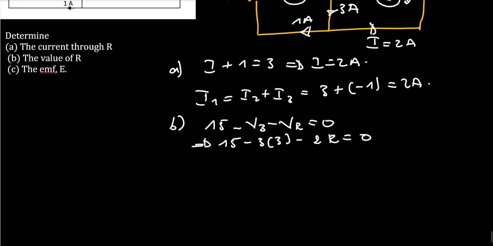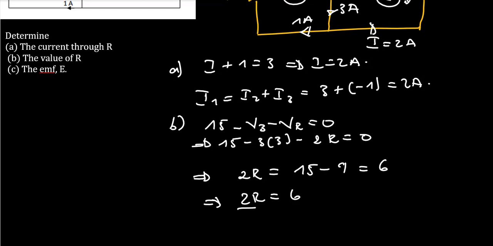And so we now get the value of R. Making R the subject, we have 2R will be equal to 15 minus 9, which is 6. So this means 2R is equal to 6, and so we divide by 2, from where we get R to be equal to 3 ohms.